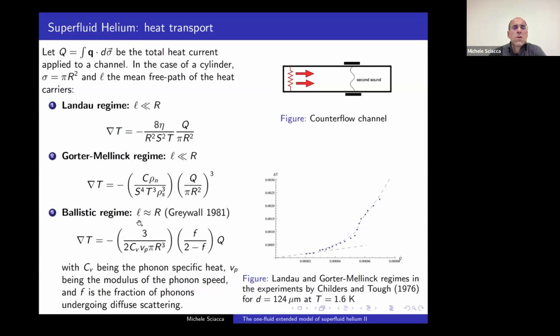But it's also interesting, there is the so-called ballistic regime. When the mean free path is of the same order as the radius of the channel, the behavior is quite strange or different, because it depends on some terms, for instance F, the fraction of phonons which undergo scattering from the walls, and also the velocity of the phonons, the specific heat, and so on. So the behavior changes at lower temperature; this last one appears, for instance, when you go below 0.7 or below 1 Kelvin, essentially.